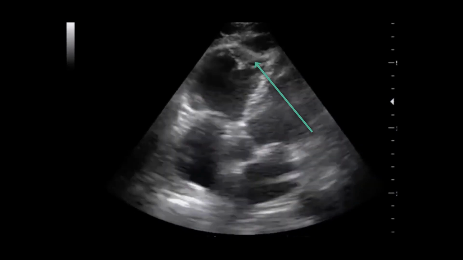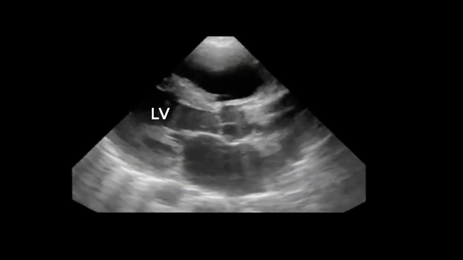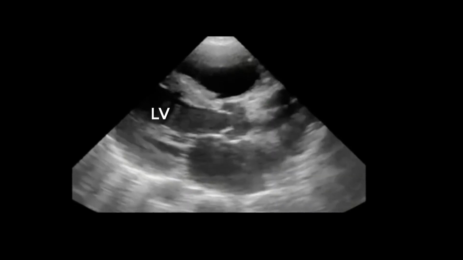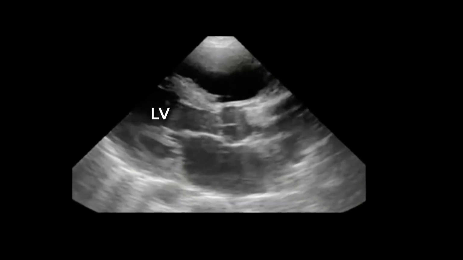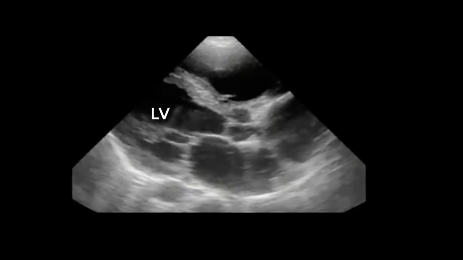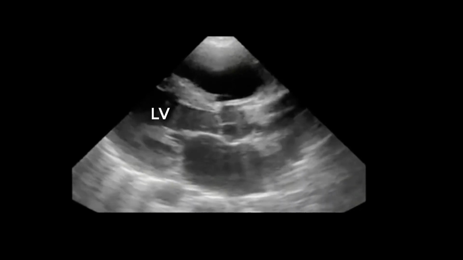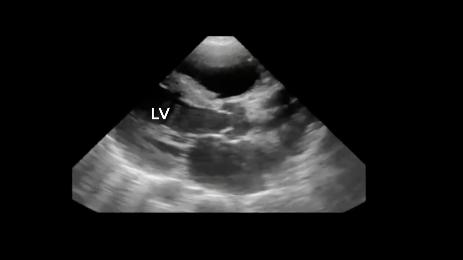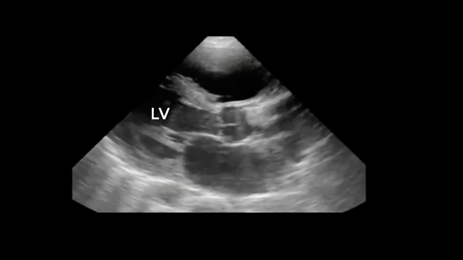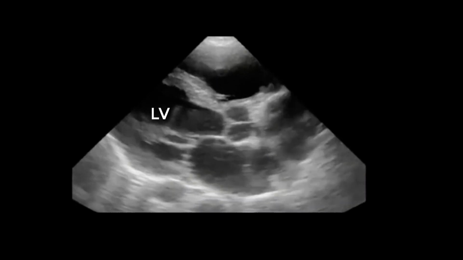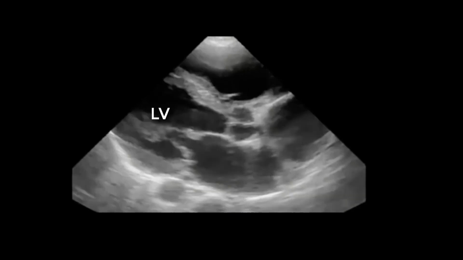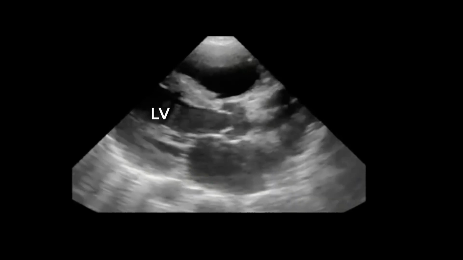Moving on to the evaluation of the LV, here you will be looking in the parasternal long view, and here you want to qualitatively evaluate, meaning just evaluate visually, the size of the LV chamber between systole and diastole. If there is not a significant difference in chamber size between systole and diastole, we can say that the LV function is decreased, which may indicate a cardiogenic etiology.